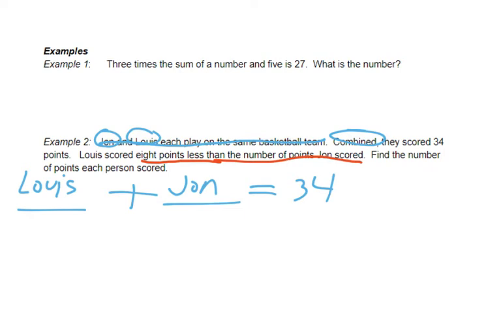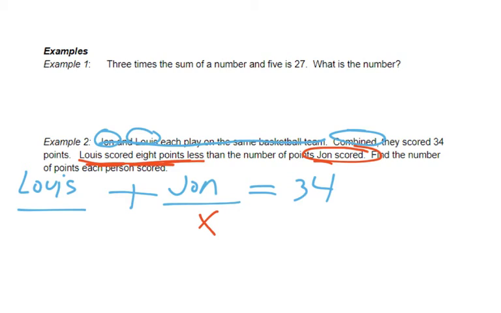So here's where it gets a little tricky. Okay? So Lewis scored 8 points less than the number of points John scored. Right now, we don't know how many either person scored. But we do know Lewis scored 8 points less than John. Since we don't know anything about John's amount, I'm going to let John be X. That's critical. So if I don't know anything about something, let it be your variable.